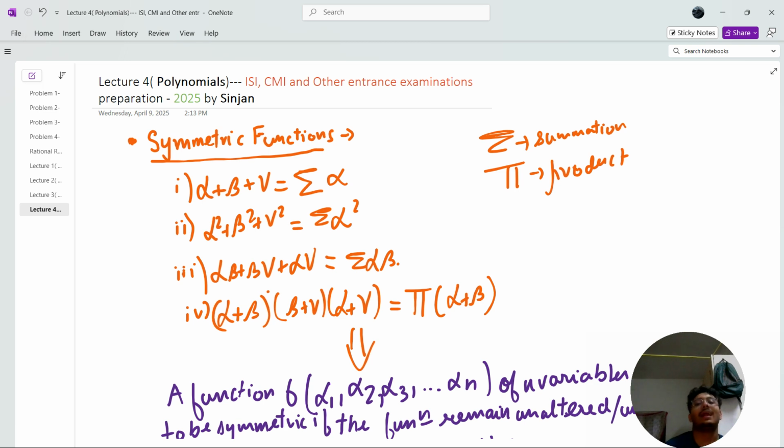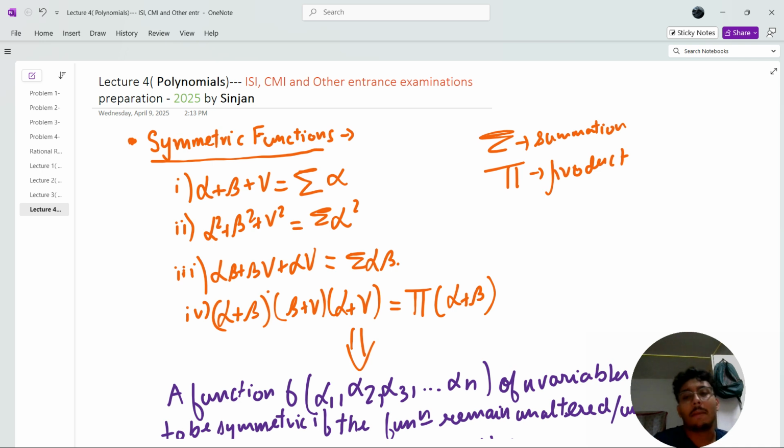So today, the last class what we had done was Vieta's relations, a very important relation for solving equations. Today is an extension of Vieta's relations, that is symmetric functions. What are symmetric functions? I've given some examples.